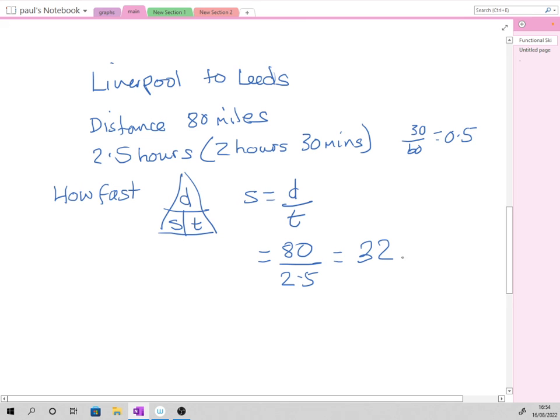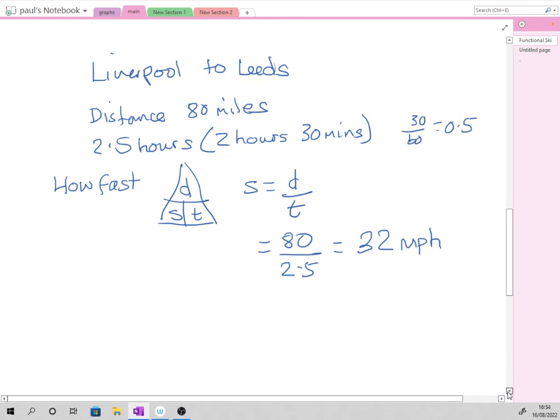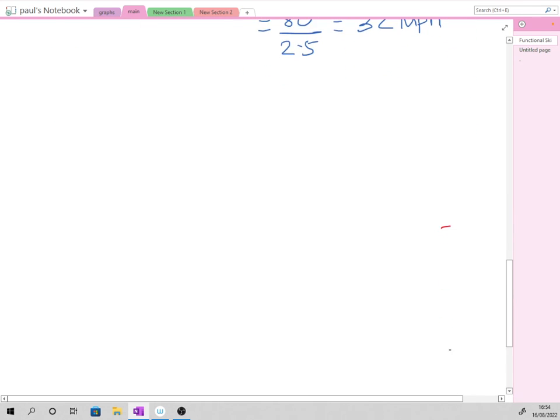32 miles per hour. Busy on the motorway, yeah? So we've found out the time. We've found out the speed. What about having a go at the distance?